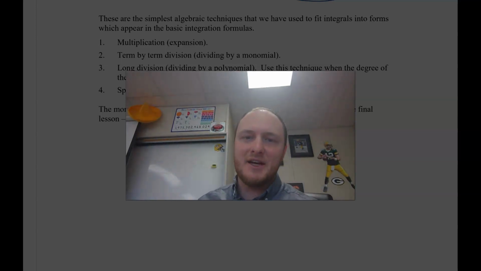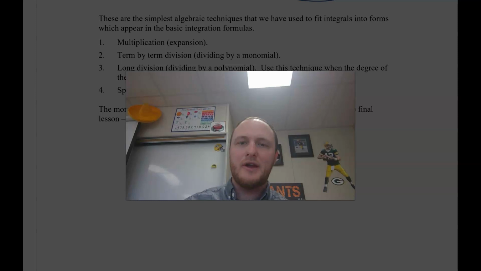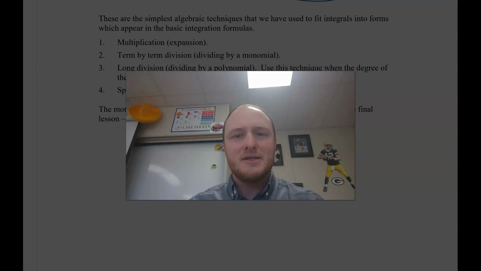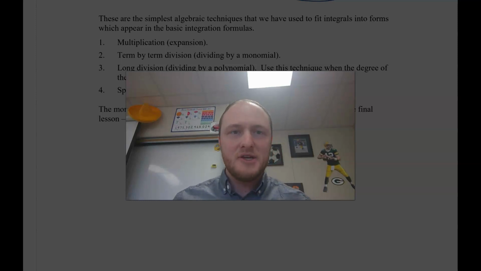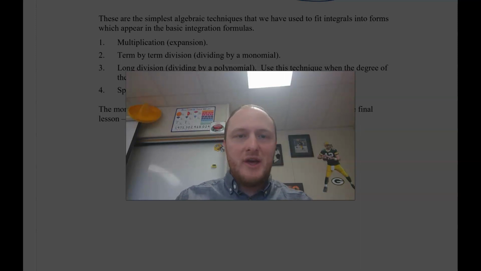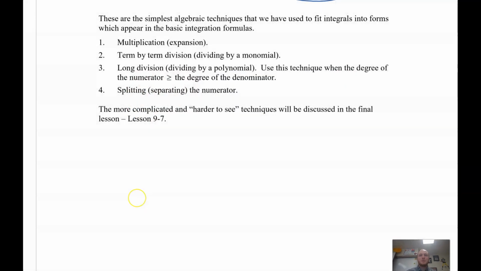This is 9-6, and we're going to go ahead and finish up looking at some more types of integration problems. Okay, so let's review some simple algebraic techniques that we have used to fit integrals into forms that we can use other basic integration formulas with.